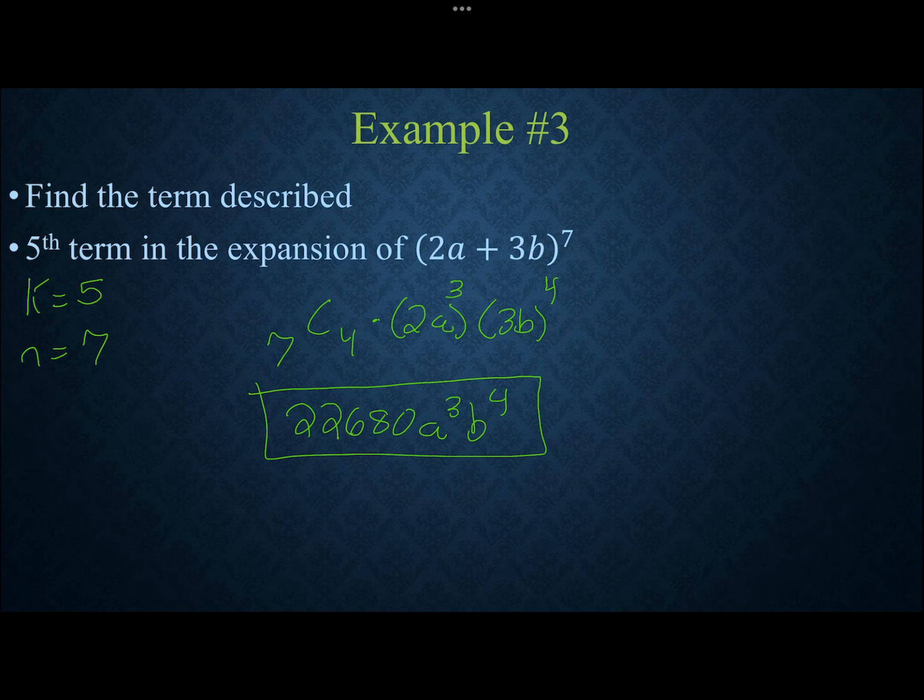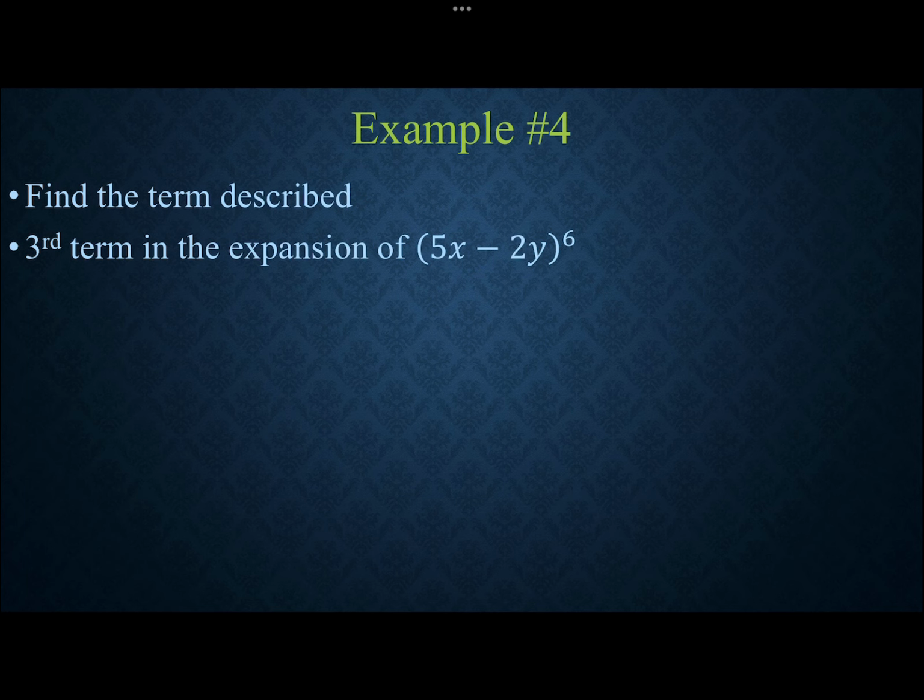So we're only going to do full expansion using Pascal's triangle when the exponents are relatively low. I'll ask you to find individual terms when the exponents are much more massive, so you're not doing this massive problem for just one question. So here we'd find the third term of (5x-2y)^6. So again, we could do this with Pascal's triangle. This is right on the edge of that. But again, we'll just find one term.